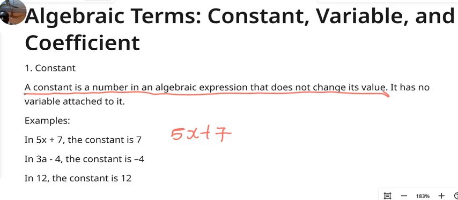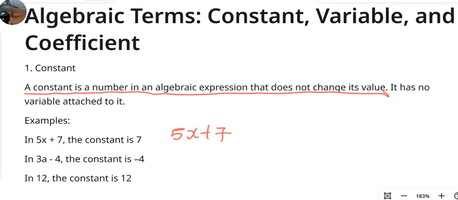If you look at it very well, this 5x here, there's a number, but it's attached to an alphabet called x. So that 5 can never be a constant because it is not standing alone. It's alongside an alphabet. Constants always stand alone with no alphabet attached to them. They can be positive, they can be negative, but when we check them in the expression, we see that there's no alphabet attached to the constant, to the number.